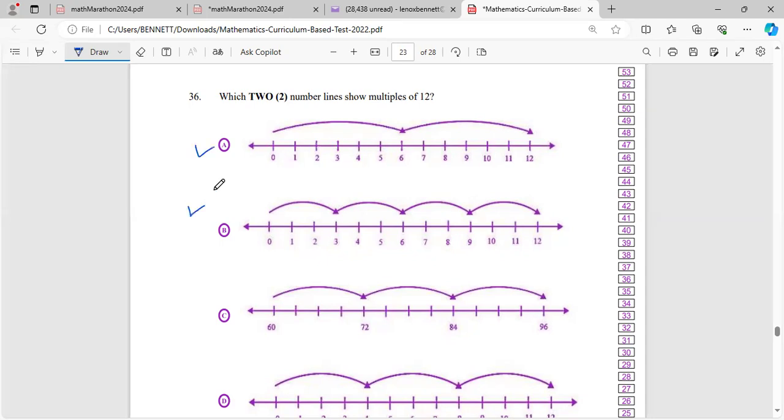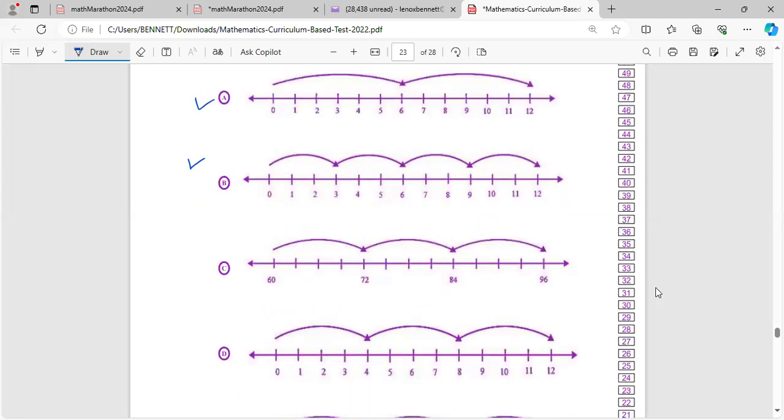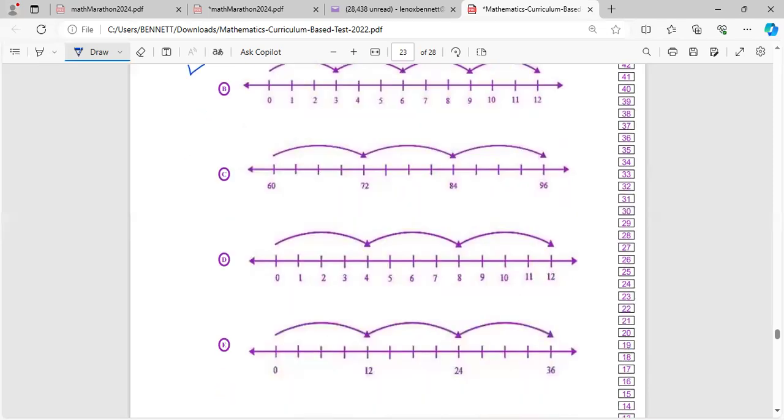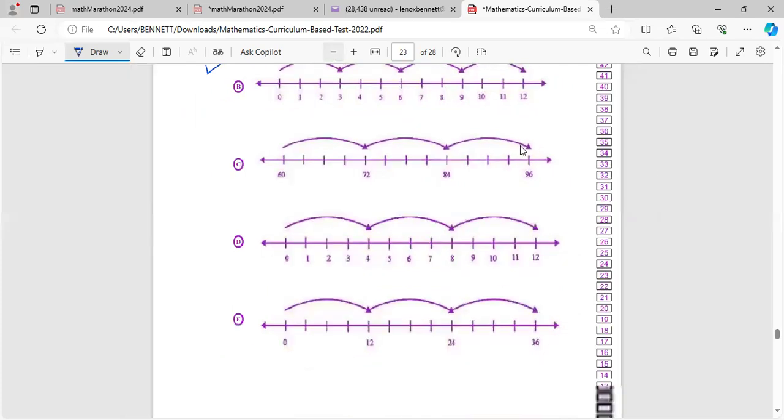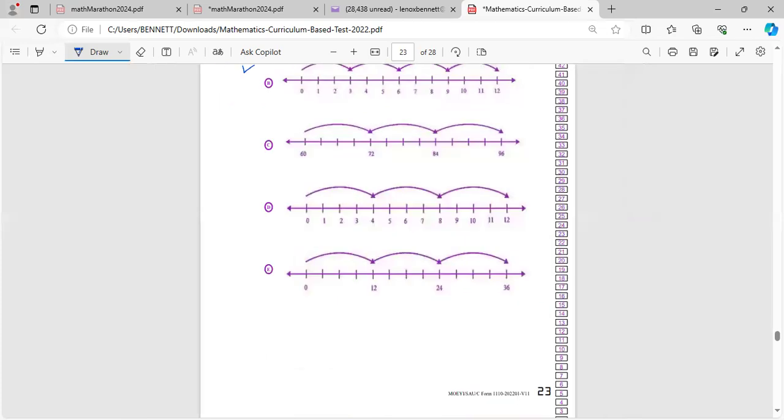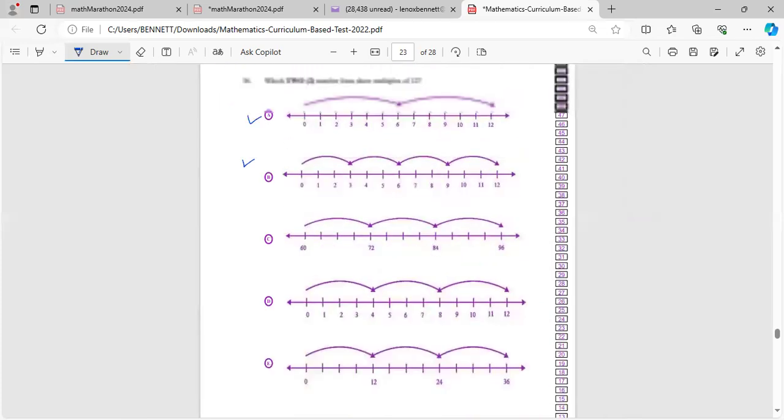I think it is C and E, as in cat and elephant. Yes, sir, I agree with her, because 12, 21, 36 are actually multiples of 7.